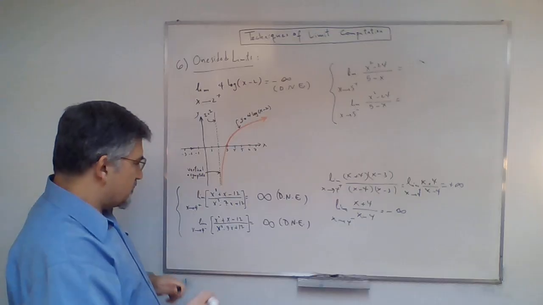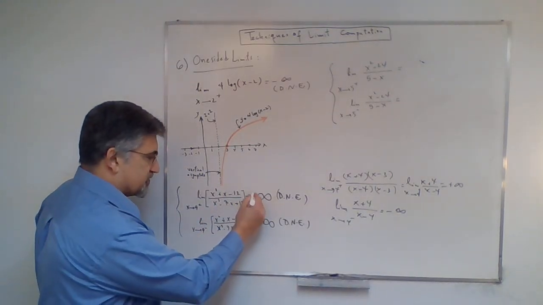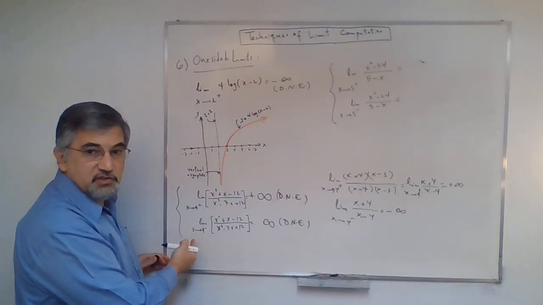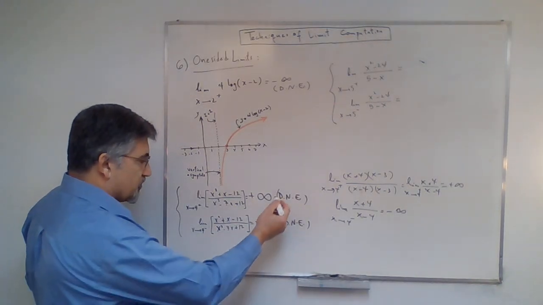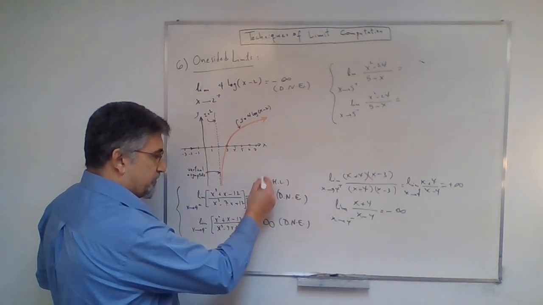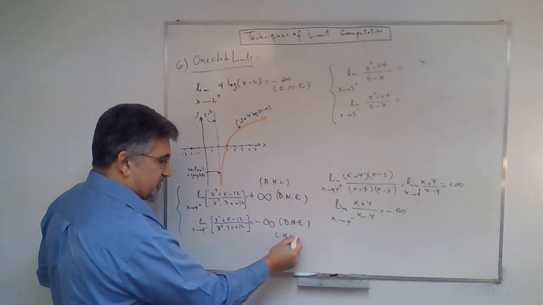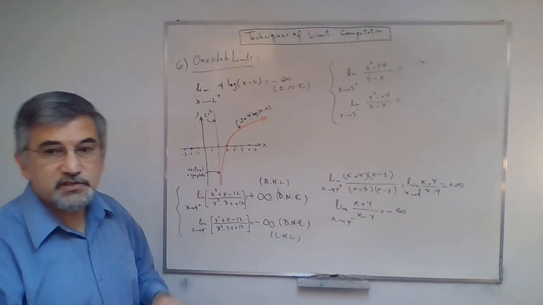So here, now the puzzle is solved. If x approaches 4 from right-hand side, the answer is positive infinity. If x approaches 4 from left-hand side, the answer is negative infinity. So we call this right-hand limit. So this one is right-hand limit, and this one is left-hand limit, okay? We know that limit of this function doesn't exist, okay?